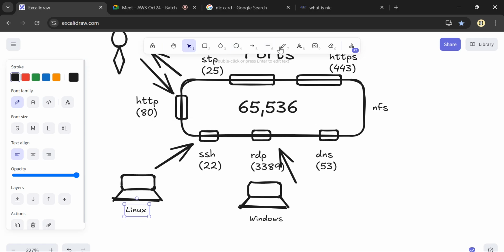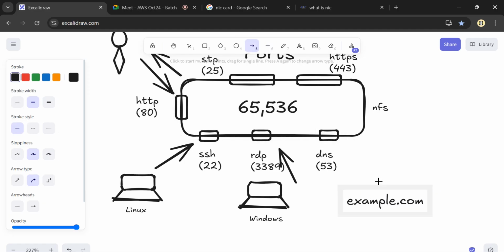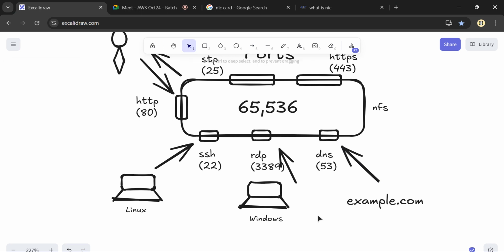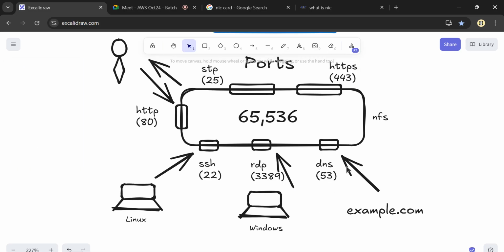Now DNS is wherein you can give the domain name. Let's say you are using example.com. So if you want to use the domain name and you want to get the domain name result, for that you will need to use port number 53. That is what the DNS port is. So we will be understanding about the DNS port, port 53, in more detail later.